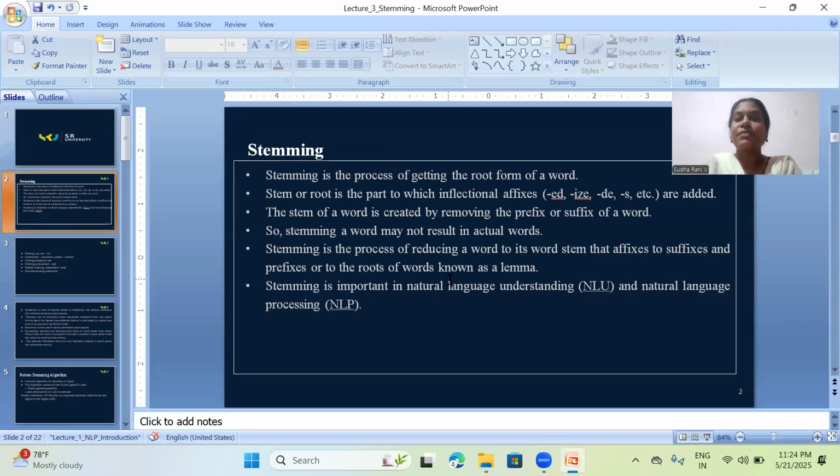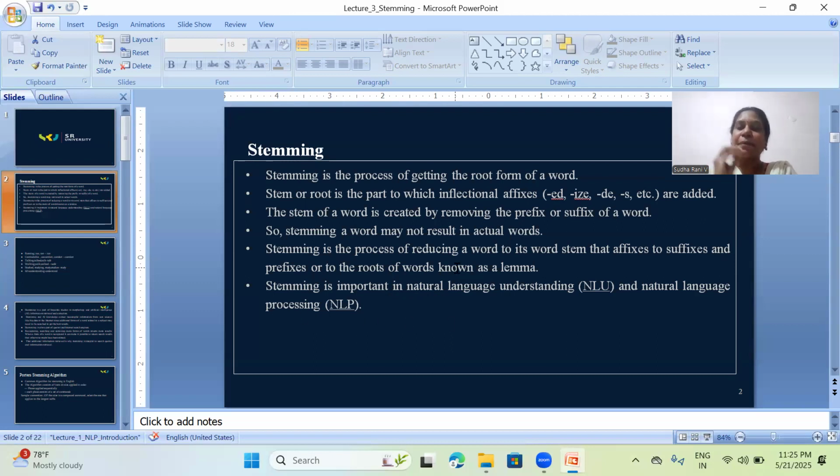Stemming is a process of reducing a word to its word stem that affixes to suffixes and prefixes, or to the root, which is known as lemma. So we will discuss lemma separately. Now let us concentrate on the stemming only. Stemming is important in natural language understanding, NLU, and natural language pre-processing.